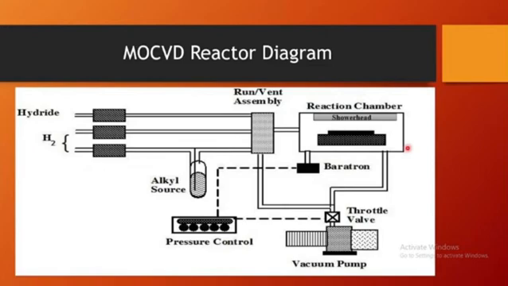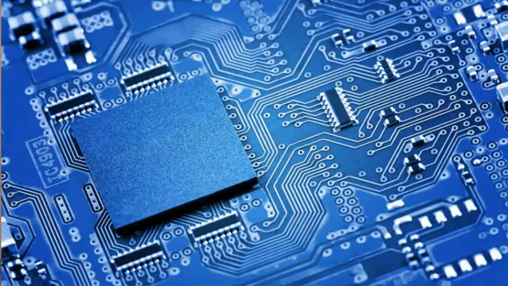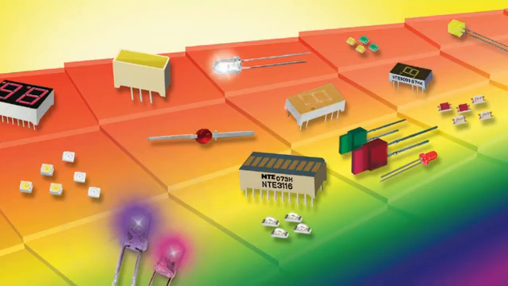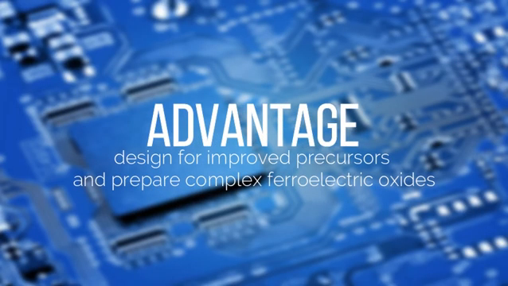The substrate is placed on a rotating susceptor which heats the substrate from below to allow the formation of thin film. A very fine mesh of injection tubes can ensure ideal growth conditions and thickness uniformity. MOCVD is used for building compound semiconductor devices, optoelectronic devices, LEDs, and many more. From MOCVD, we can design improved precursors and prepare complex ferroelectric oxides.